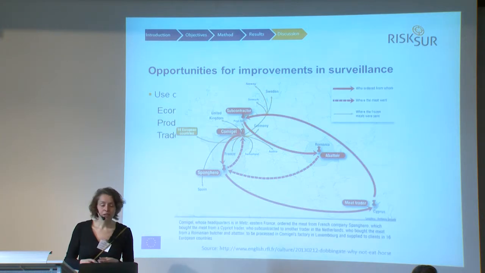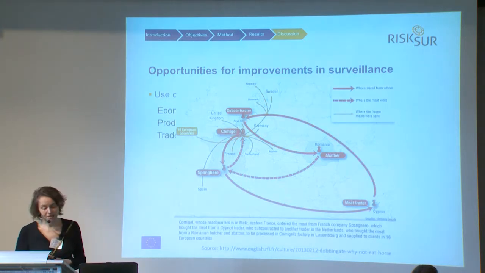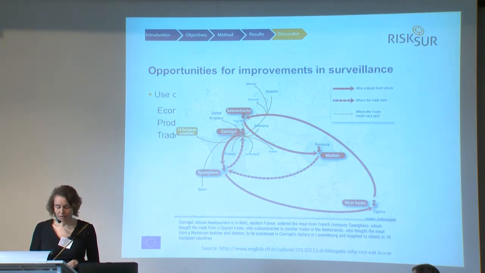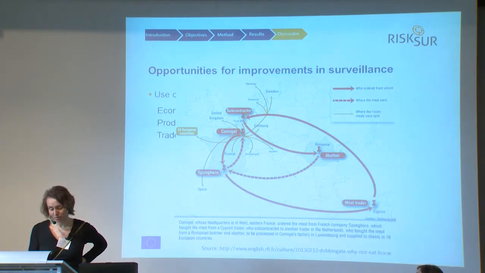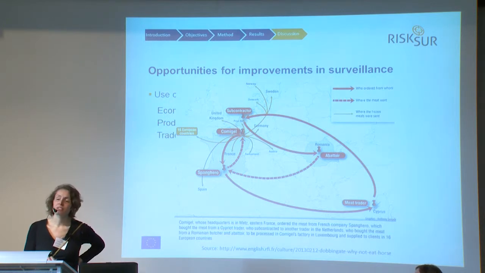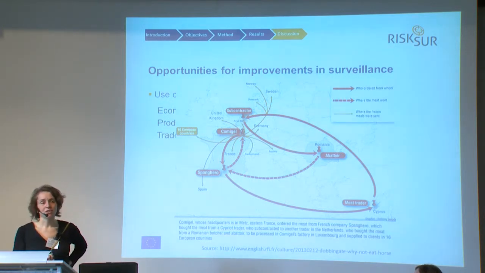If you think, for example, about the horsemeat scandal, where we had a company in eastern France that ordered from another French company, which then bought meat from a Cypriot trader, who then contracted to another trader in the Netherlands, who then bought from a Romanian butcher and abattoir to be processed in Luxembourg and finally supplied to 16 European countries.